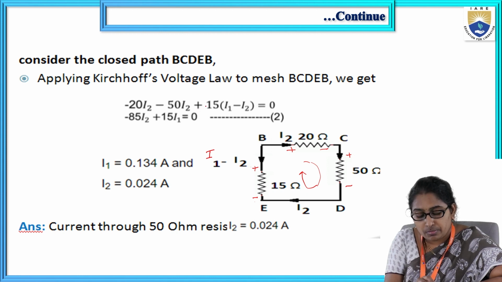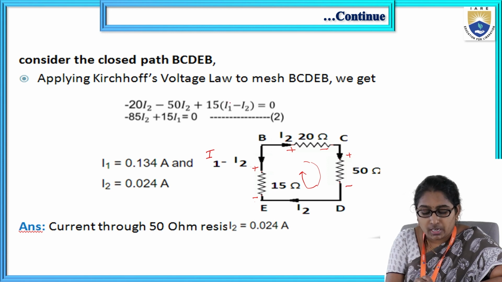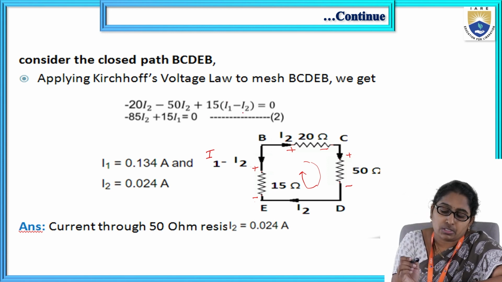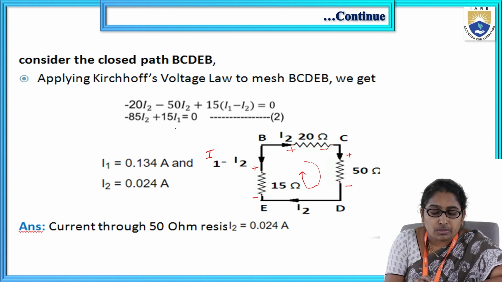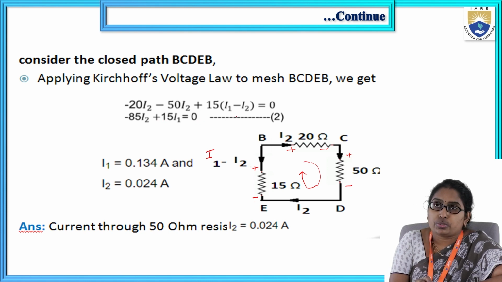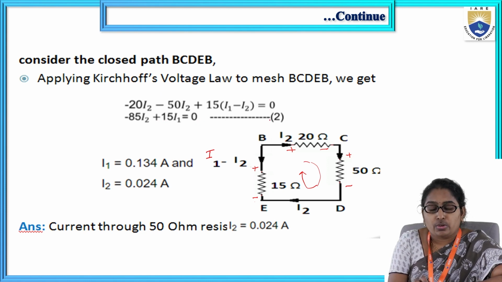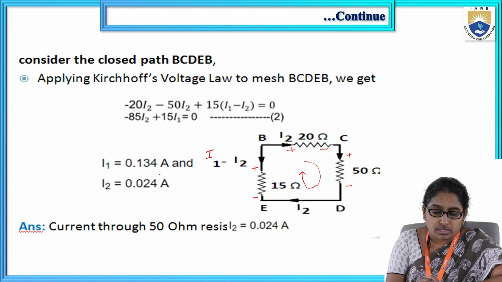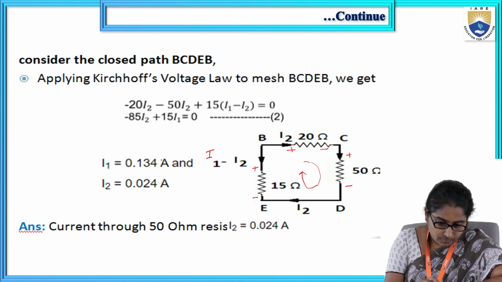So plus 15 into its resistance into the current flowing in 15, I1 minus I2. So equal to 0. Simplified, the equation is minus 85 I2 plus 15 I1 equal to 0. So that is the equation 2. So last is the equation 1, this is the equation 2. Two equations, two unknowns, I'm solving. So we get I1 equal to 0.134 amperes and I2 equal to 0.024 amperes.